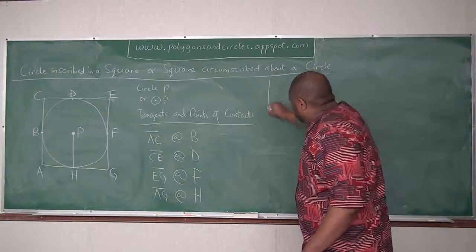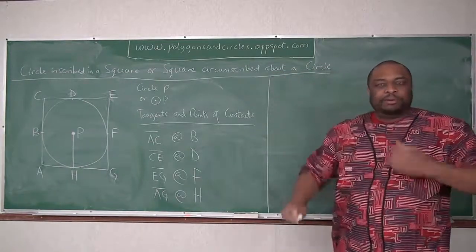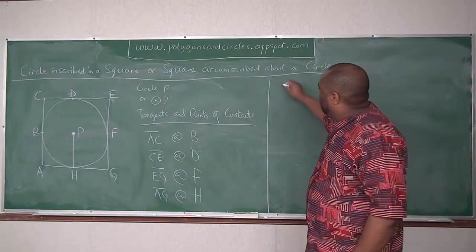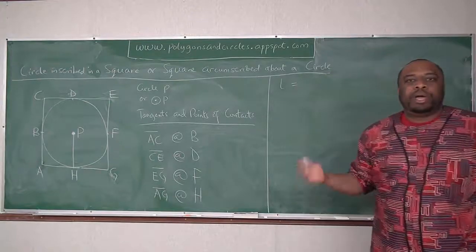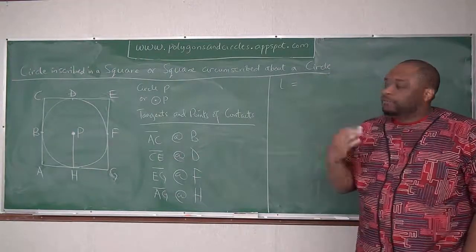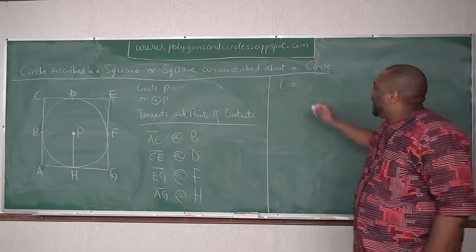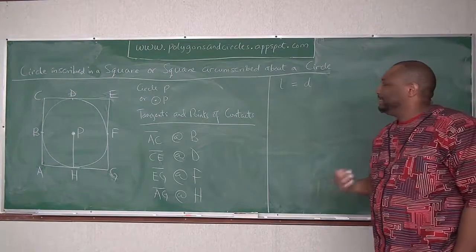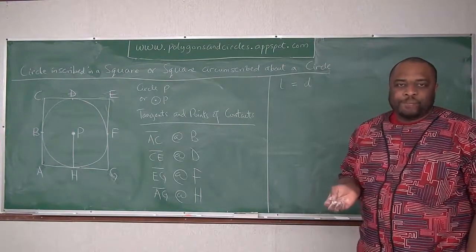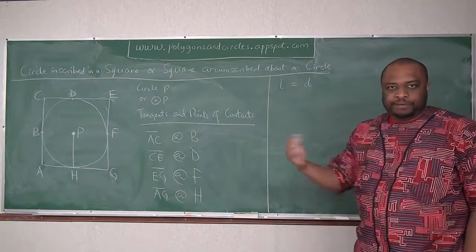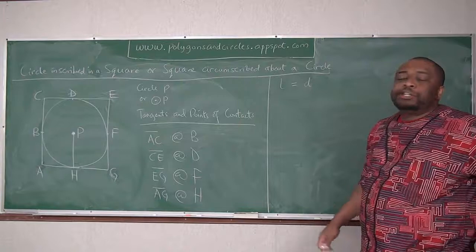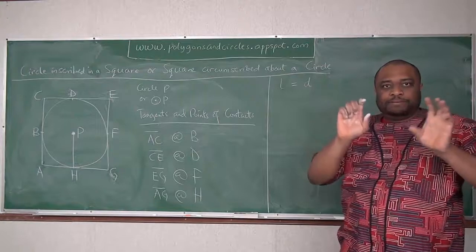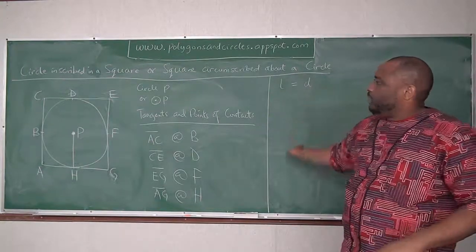So what I want you to take note of, you can write this down: when you have a circle inscribed in a square, the length of the square, which in the previous video we called L, is the diameter of the circle. The diameter of the circle is the same as the length of the square. We called that D in the previous video. Also, if you go to this website and click on notes for the formulas, you will see what all these mean.